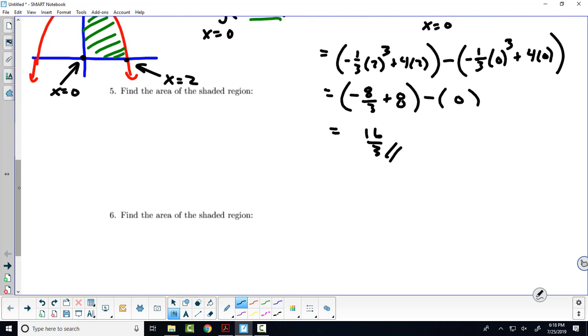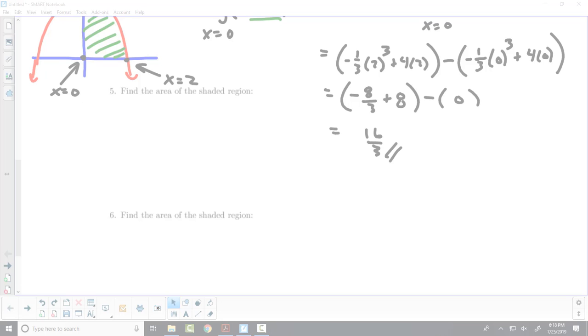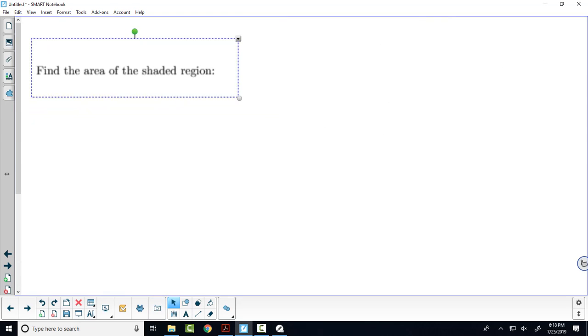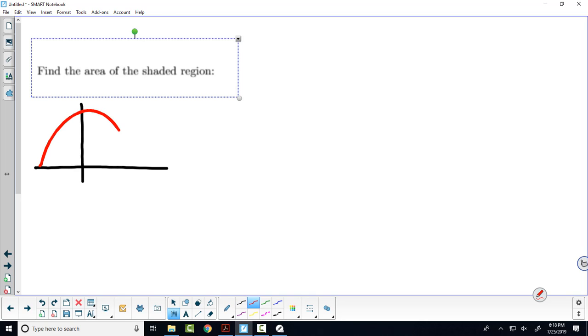Okay. Let me just take this question over to another spot. This is for number 5. All right. So for number 5 here, let's find the area of this shaded region. Okay, it's going to look similar. It's still going to be the function f of x is equal to negative x squared plus 4, but the shaded region is now going to go, we're going to shade this part and this part, and we're going to go to where x is equal to 3.